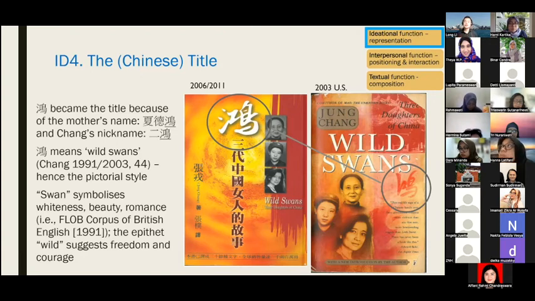And in British English, in the year that the book was published, swan is associated with whiteness, beauty, and romance. So the title carries strong feminine and romantic connotations. The epithet wild does not turn swan into a different bird. It is still a swan, but one that is free, that is untamed. So it has connotations such as freedom and courage, perhaps pointing to the author's journey of leaving China behind to seek freedom in her adopted country.